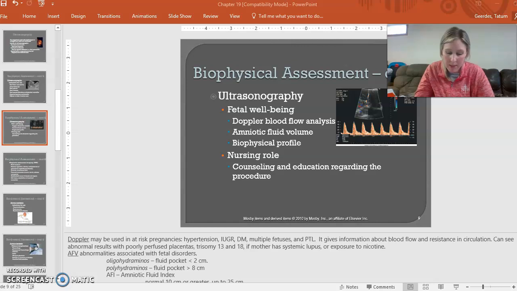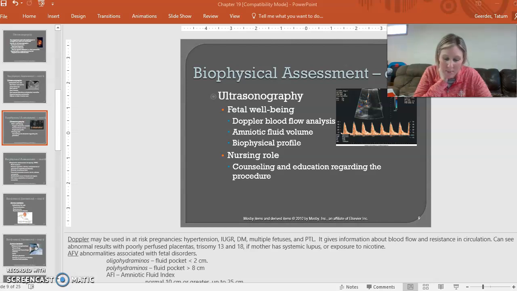So when we think about what is considered normal, we use the amniotic fluid index. A normal level is anywhere from 10 centimeters to 25 centimeters. A low normal is anywhere from 5 to 10 centimeters. A low is less than 5 centimeters, so this would be your oligohydramnios. And then your high would be greater than 25 centimeters, and that would be your polyhydramnios. That is why we assess amniotic fluid levels, because that tells us a little bit more about fetal conditions present.